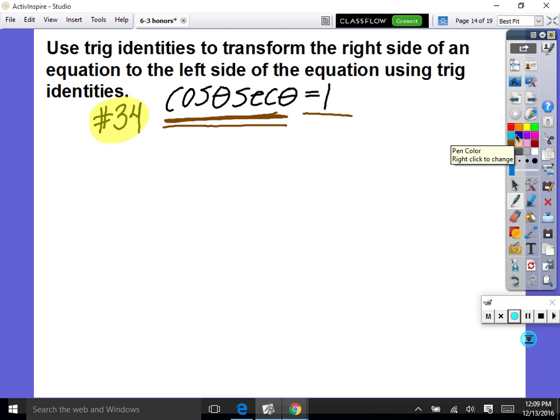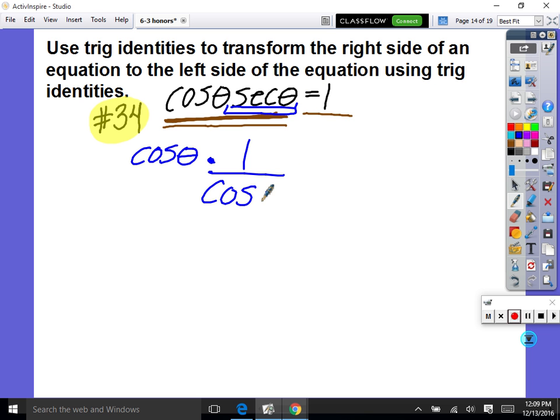Cosine of theta, I'm going to just stick with cosine of theta for a second. And then secant theta. Usually this is how I think through it. I usually like things in sine, cosine, tangent if possible. Does that make sense? So that's why I decided to leave cosine as cosine. Does everybody understand? What is secant the same thing as? So we have here cosine of theta times 1 over cosine of theta.